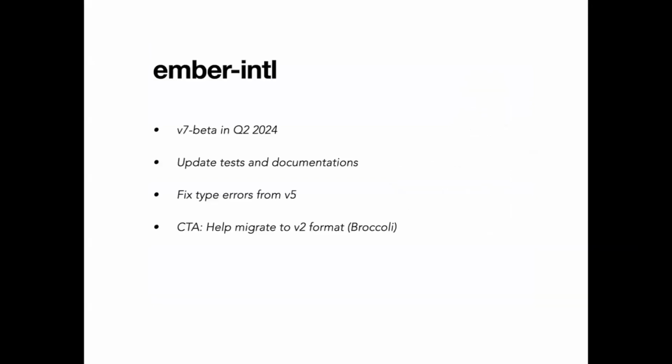So what is next? Let's start with Ember Intl. Starting Q2, so April or so, I want to start releasing beta versions of version 7. And it's not going to be much. It's just going to try to remove the deprecated code, try to simplify, reduce the API so we can maintain it better. Ember version 3.28 is still going to be supported.